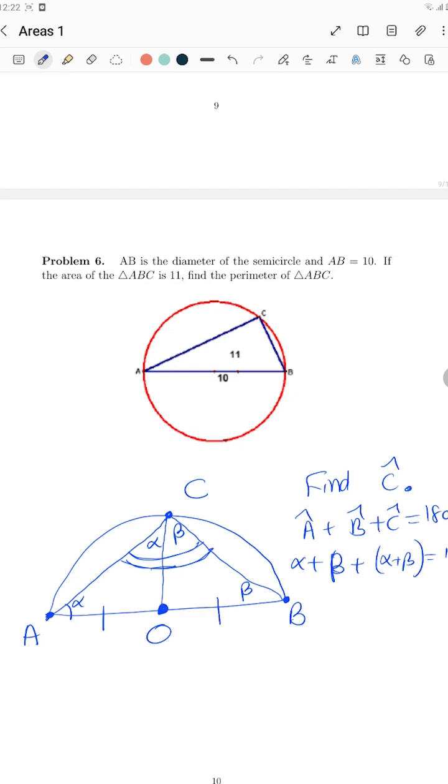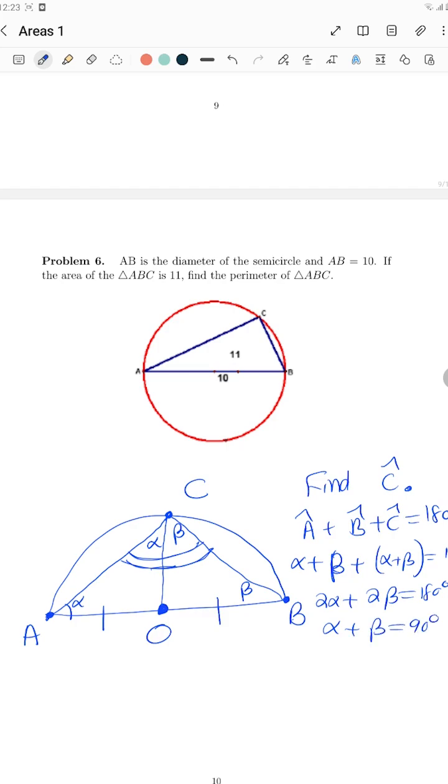Great. And now let's continue the maths. So we get that alpha plus beta plus alpha plus beta is 180 degrees. Can we simplify it? Yes, we can rearrange this and we can get, how many alphas do we have on the left? 2 alphas. How many betas on the left? 2 beta is equal to 180 degrees. And we can divide by 2. So we see that alpha plus beta is equal to 90 degrees.